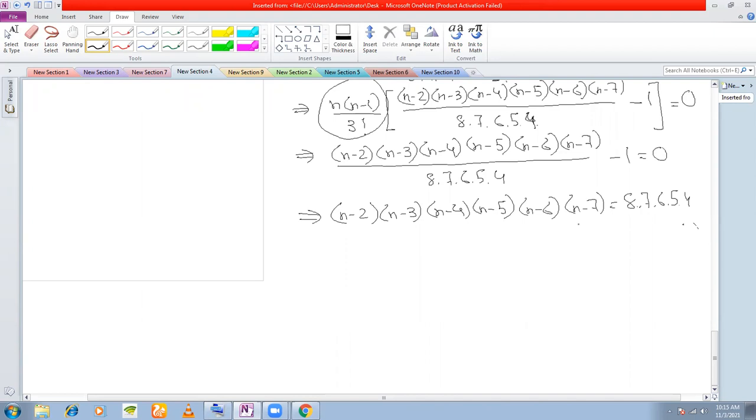Shall I multiply everything and then solve? No, we do trial and error. So if I put n is equal to 11, it will satisfy. So by trial and error, n is equal to 11. Put n is equal to 11, see, it will satisfy on both sides, right? So that is what you are getting here.